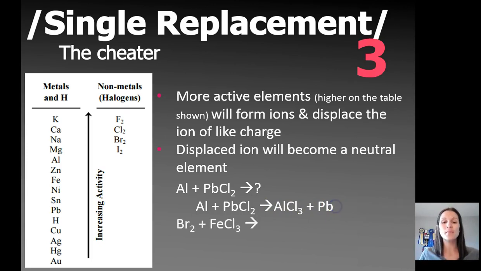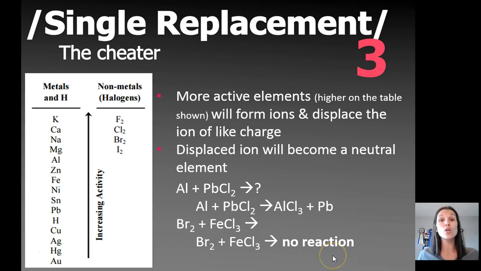Let's try another one. If we have bromine plus iron 3 chloride, would that result in a reaction? Now we'd look and we would say the element coming in on its own is a non-metal, and in fact it's a halogen, so we would have to look at, would it replace the other anion? In this case, it's the chloride ion. So we would find bromine and chlorine in our activity series, and we would notice that chlorine is actually higher up. So since bromine is not more active, it will not displace or be able to replace chlorine from the compound. So if you were given a reaction like this, you would simply write no reaction.